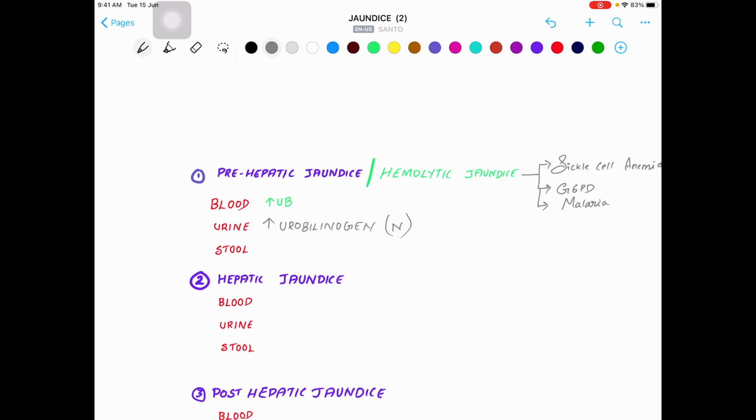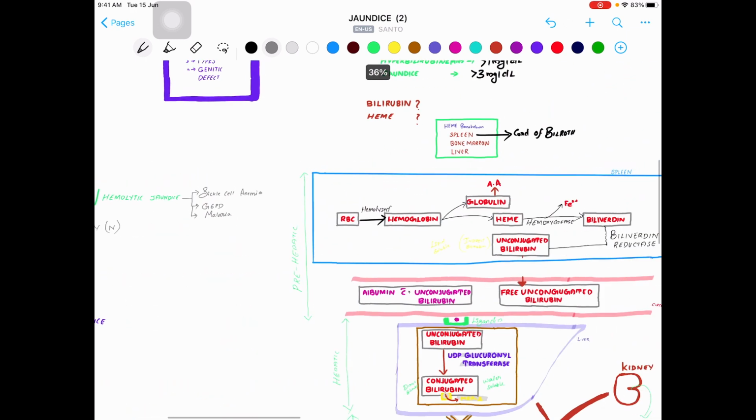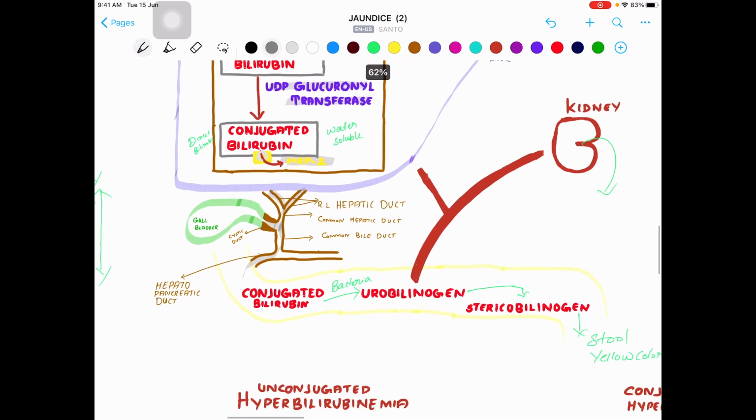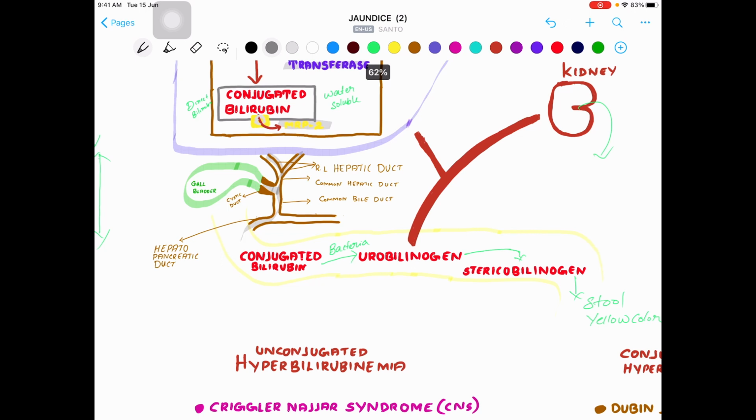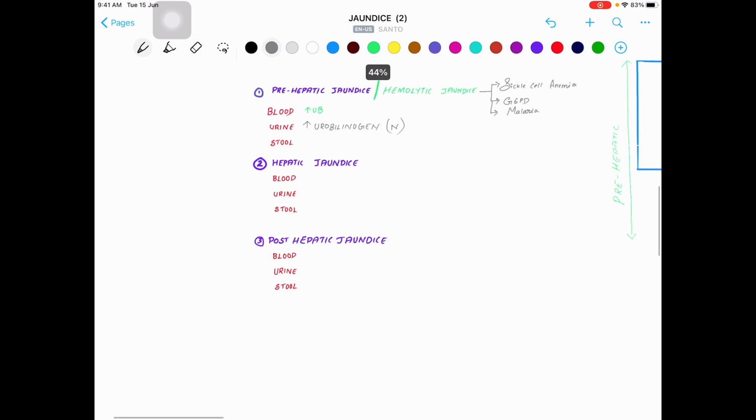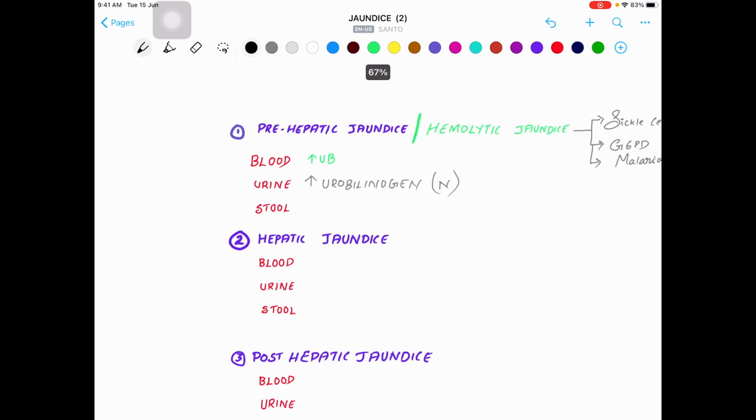Okay, let's come and discuss stool. About stool, since more conjugation is happening inside the liver, more conjugated bilirubin reaches the intestine. So it will be converted to stercobilinogen in more amount. So the stool will be hyperpigmented. That means the stool will be dark in color. Why is it dark? Due to increased stercobilinogen.